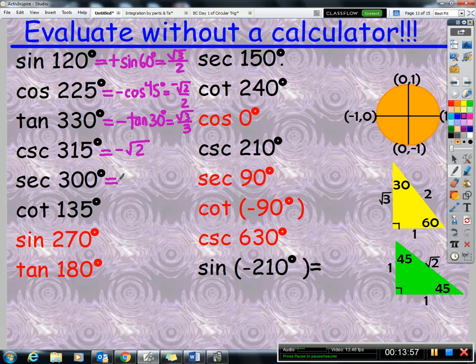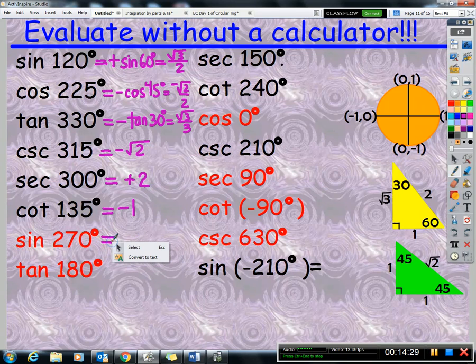Secant 300. 300's in the cosine quadrant. Secant will be positive. The reference angle is 60. When I look at the yellow triangle, cosine 60 is 1 over 2. Therefore, secant 60 is 2 over 1. Cotangent 135 is in the sine quadrant. Therefore, cotangent and tangent are negative. The reference angle is 45. Tangent 45 is 1 over 1. So is cotangent 45.